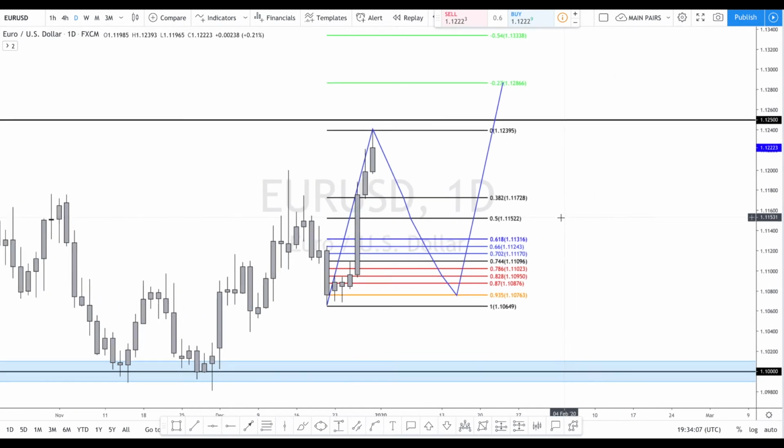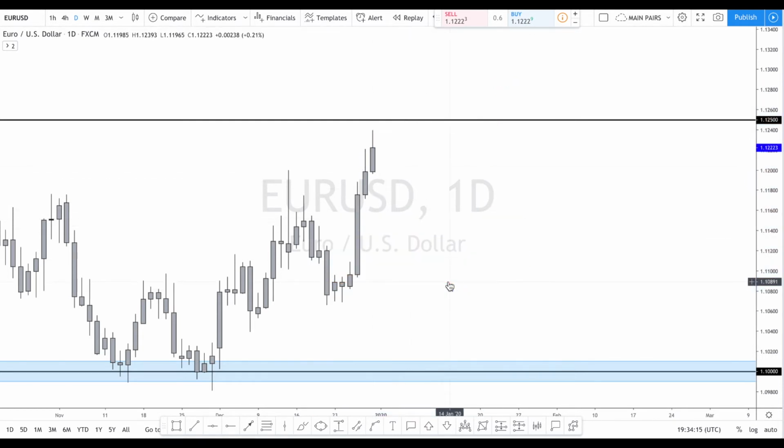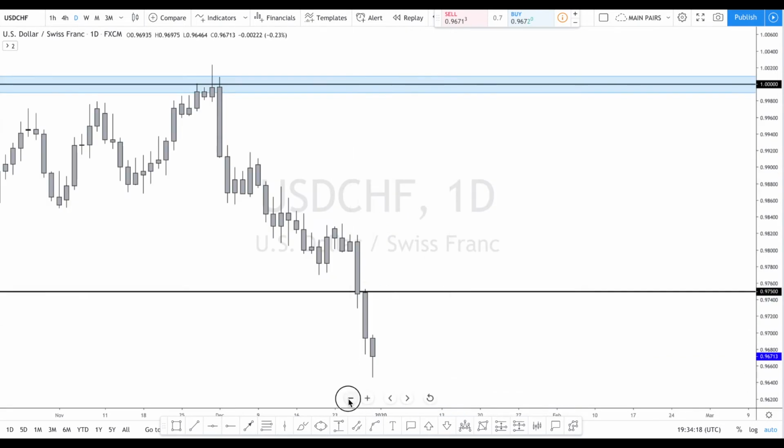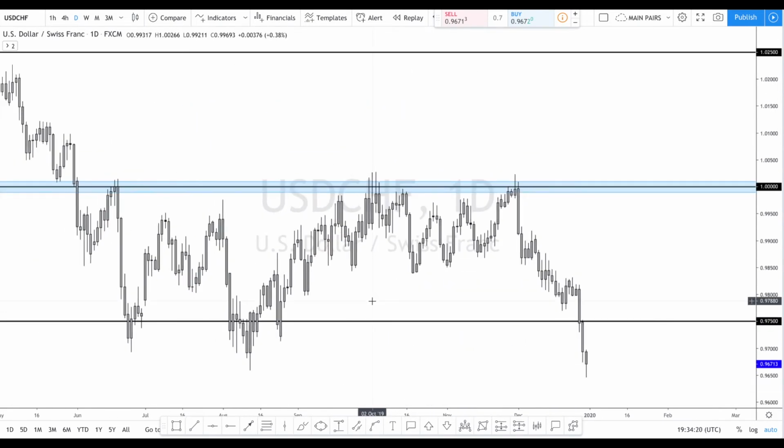And the only thing that changes is your risk and reward. The deeper the pullback, the better your risk and reward. So let me find an example of a very, say, deep pullback.